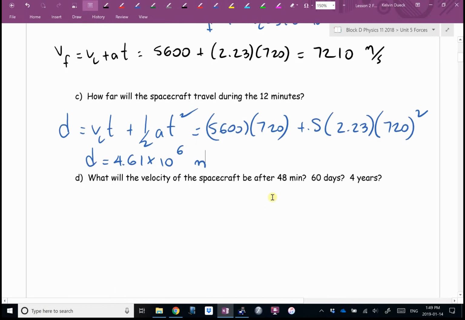What will the velocity of the spacecraft be after 48 minutes? It's a trick question. Can you go back and see which words I underlined? Kenzie, which words did I underline? So, we're shutting off the engine. How fast will we be going after 48 minutes?